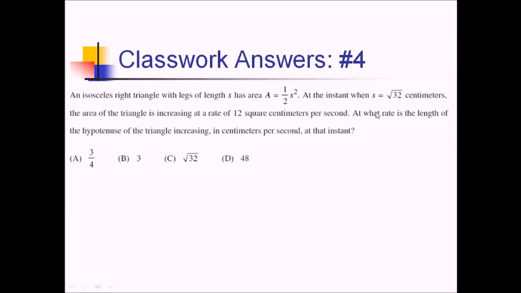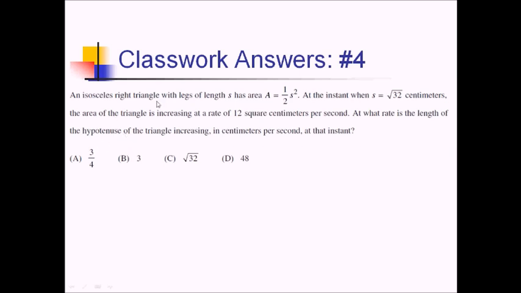At what rate is the length of the hypotenuse of the triangle increasing at that instant? This is a related rates problem. We've got different rates that are in the same problem, and we have something happening at a specific instant in time. So we're trying to figure out basically dH over dt, the rate of change of the hypotenuse. So we're going to have to get a formula that has the hypotenuse in it.